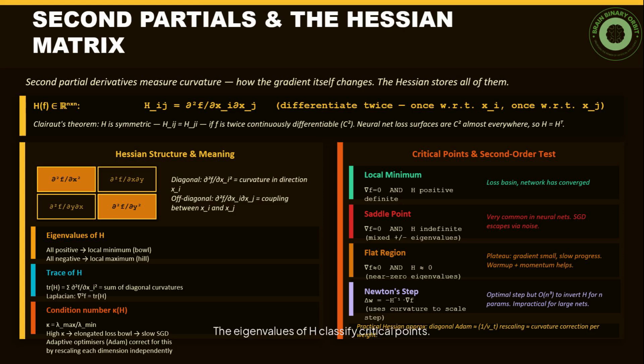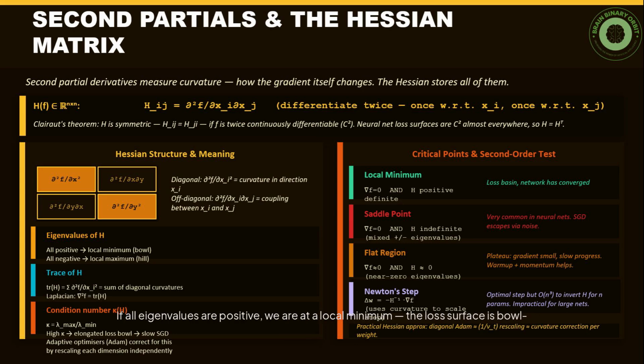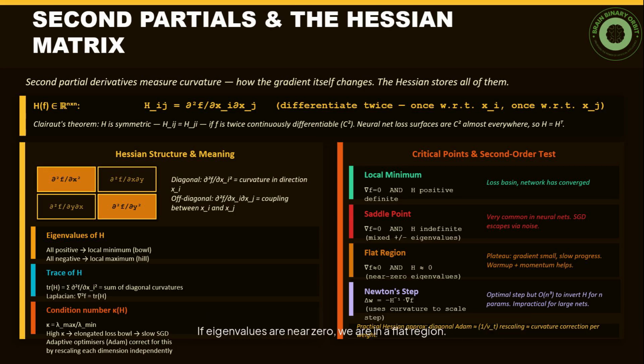The eigenvalues of H classify critical points. If all eigenvalues are positive, we are at a local minimum. The loss surface is bowl-shaped in every direction. If signs are mixed, we are at a saddle point. Some directions curve up, some curve down. If eigenvalues are near zero, we are in a flat region. For neural networks, saddle points are far more common than local minima.